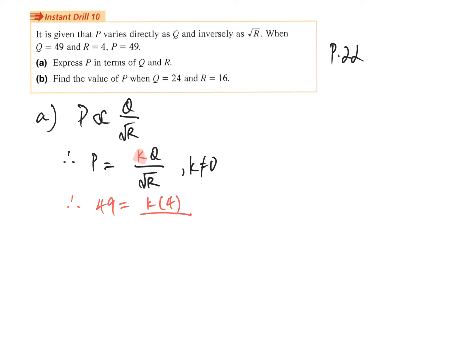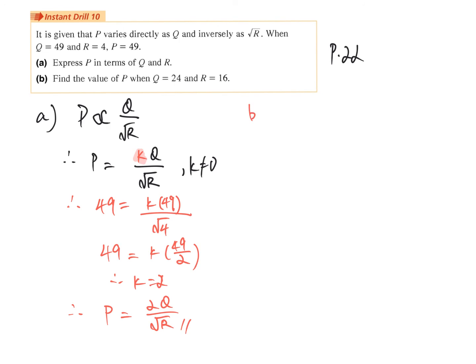Oh, not 4, sorry. The value of q is also 49, so it should be 49 over root 4. Am I right? Yes. So the next step will be 49 equals k times 49 over 2. Therefore, obviously, k should be 2. And hence, p is actually 2q over root r.